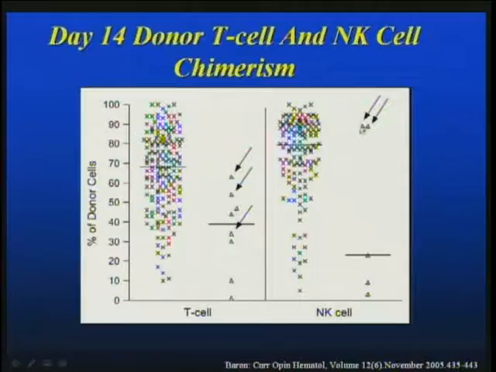And although this is not absolute, because there are individuals who had very little T cell engraftment at day 14 and very little NK cell engraftment, but then went on to engraft perfectly up to a year post transplant. And then there are individuals that do have pretty high engraftment at day 14, who then subsequently lost their grafts. So as I said, it's not absolute, but it does make the physicians more comfortable when they see a higher percentage of engraftment at day 14 following transplantation.